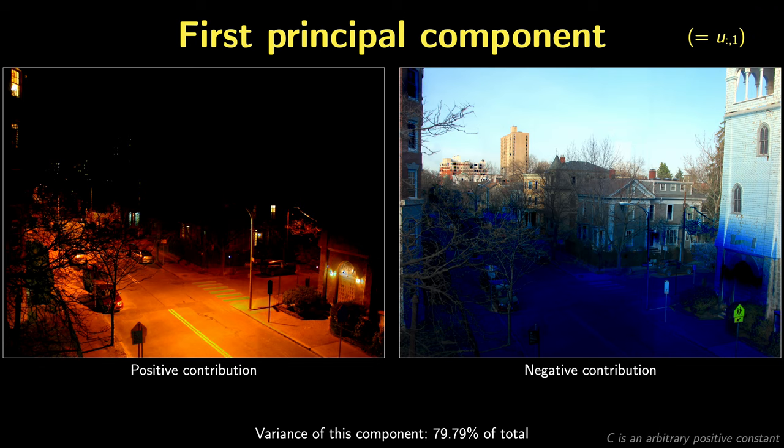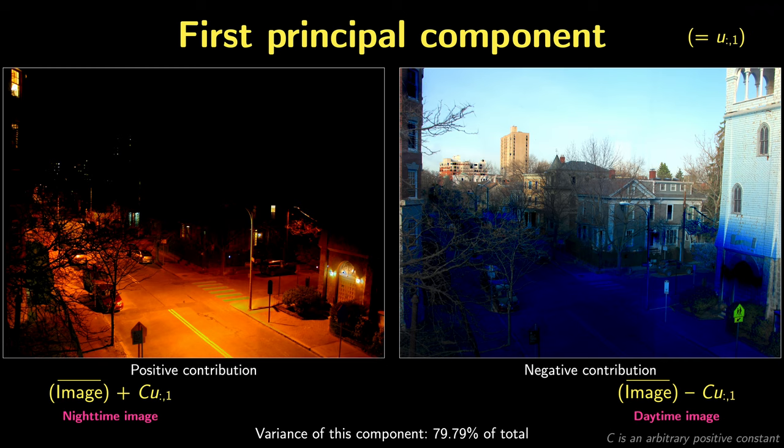And now, suppose that we took this first principal component and we added it to our mean image. Then, because it has this positive contribution on the road illumination, it will make the road look quite brightly illuminated. And because it has this negative contribution in the sky, that will actually subtract off the sky and we'll end up with a dark sky. So overall, that will give us an image that will look like nighttime.